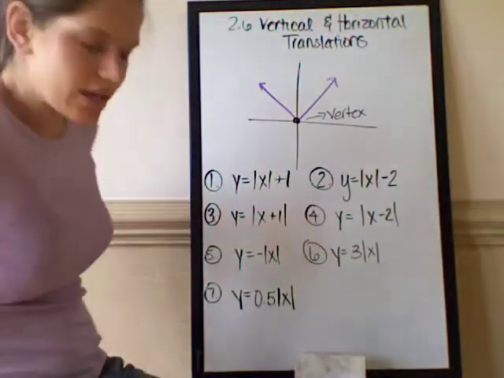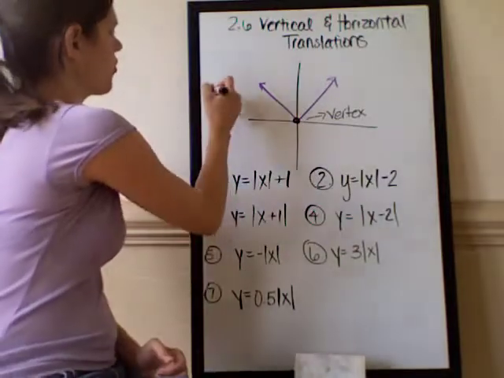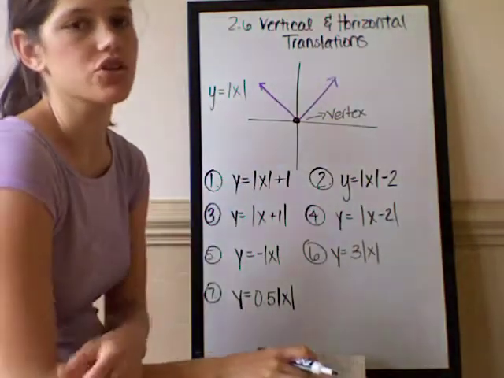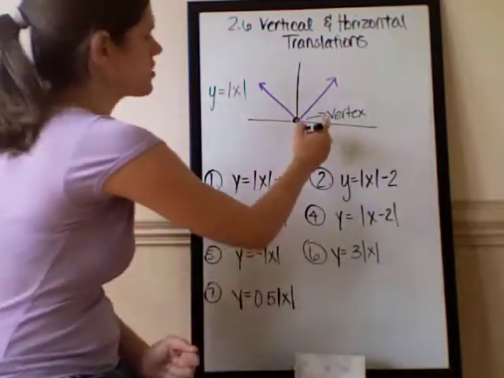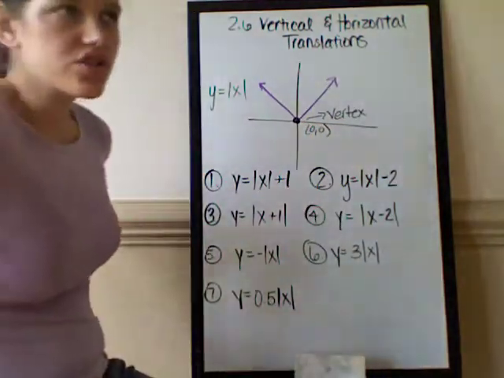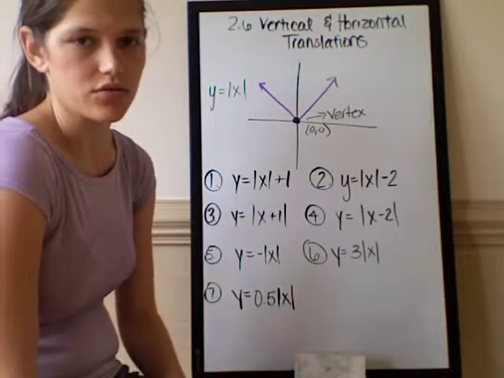Okay, and in a normal absolute value, which is y equals the absolute value of x, that's your parent function, that's what you always start out with. This point right here, the vertex, is always 0, 0. Okay, so we're going to learn what we do in different functions in order to move that vertex around.